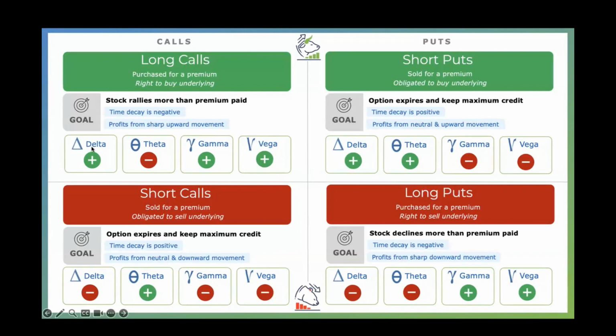So delta is direction. Everything else is, does this hurt or help your option strategy? So we want to reduce the negative factors, amplify the positive. Apologize for the long-winded answers today.